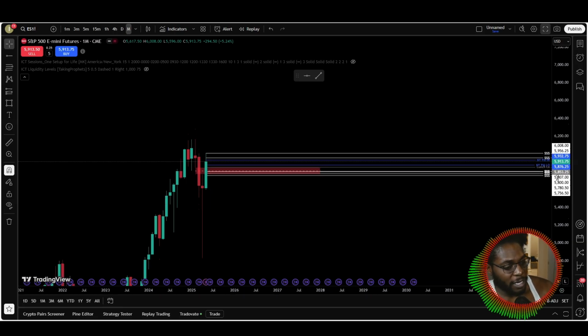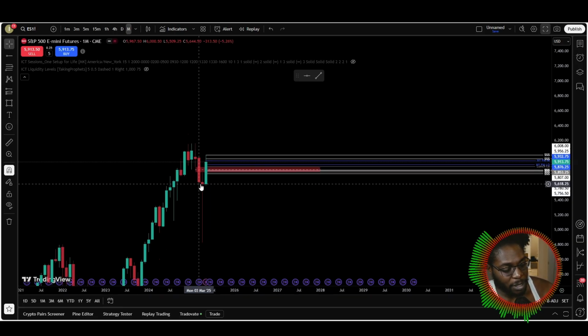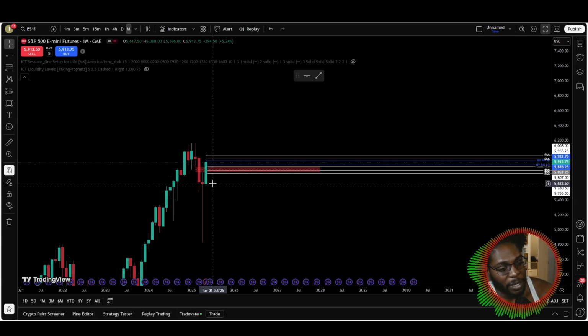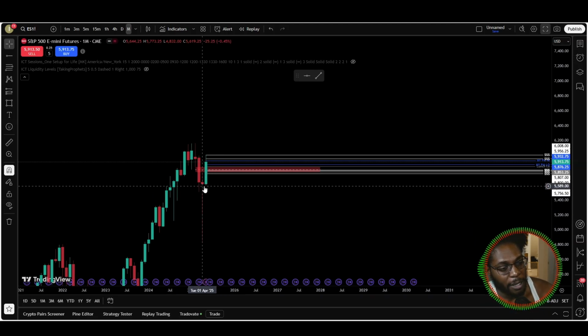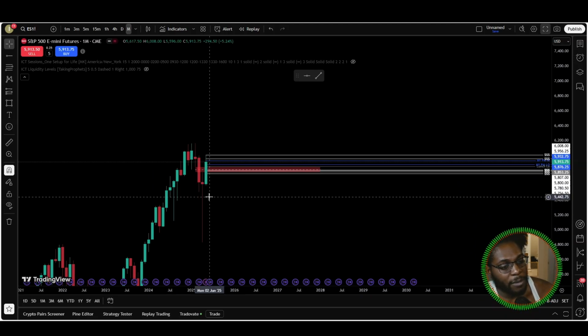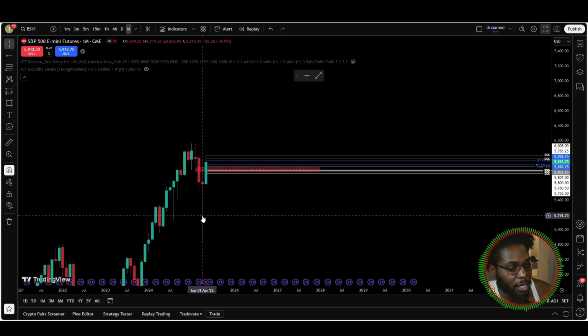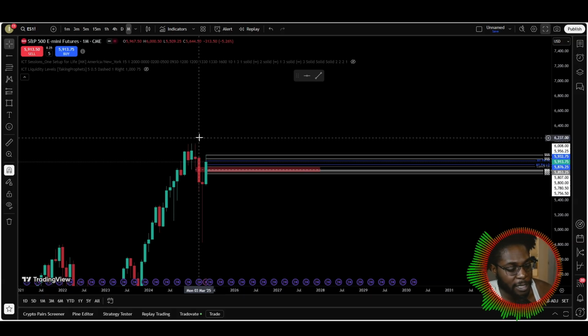Just overall, if you're looking at this, this was a big sweep of liquidity. We had a huge wick down to the sell side. They went and swept a whole bunch of orders down here, and as you can see, we're already continuing in the opposite direction. So this is a good reversal point if we want to look at it like that. But there's a lot of things that can happen from this point.